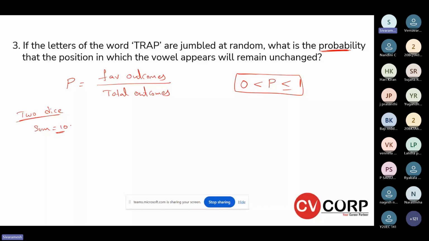So let's say, okay, so when you are talking about probability, just now we discussed favorable outcomes. Guys, please mute yourself.